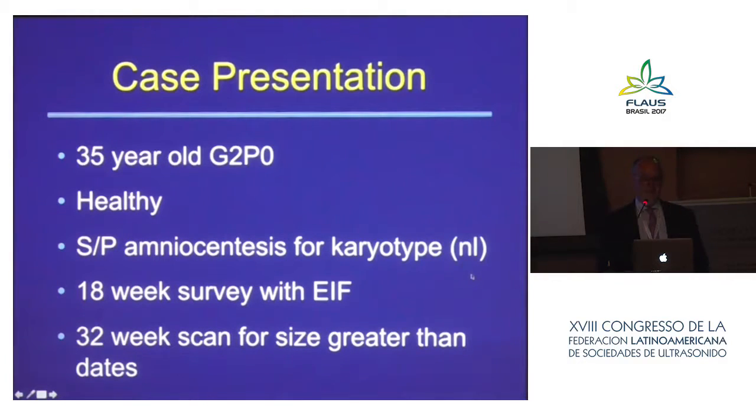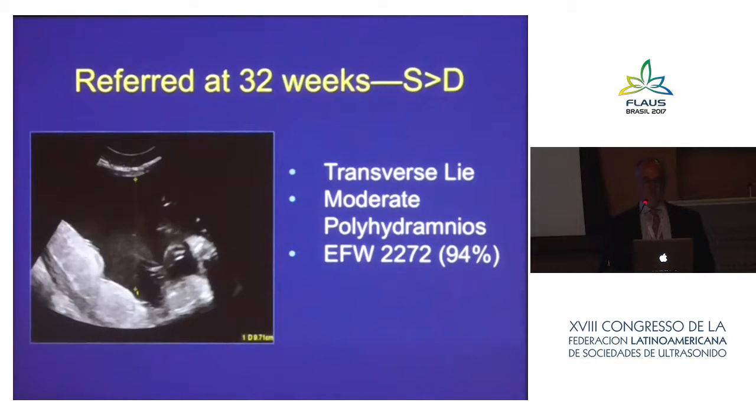This was a 35-year-old G2P0 who had a normal 18-week survey except for an echogenic intracardiac focus. Then she came in at 32 weeks for size greater than dates. And what we see is a lot of fluid. So there's moderate polyhydramnios and a very large fetus.